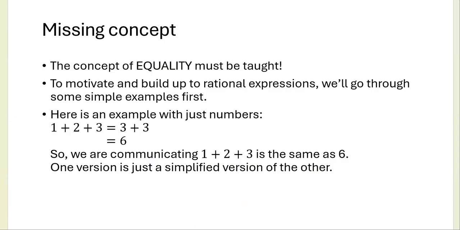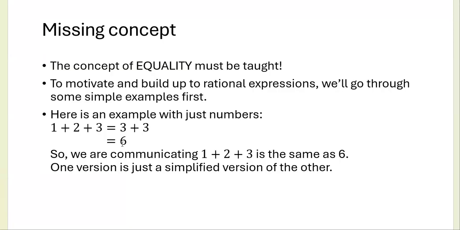Okay, the concept of equality needs to be emphasized here. Okay, so I'm going to motivate by this example over here, or two examples, and then I'll build up to rational expressions. Okay, so here's the example with just numbers. Okay, 1 plus 2 plus 3. We can simplify it by first adding the first two terms, order of operations. They're all adding, so we go left to right. 1 plus 2 is 3. Okay, and we can do 3 plus 3 equals 6.